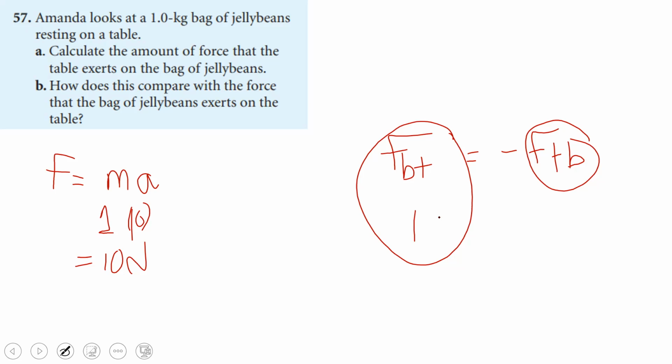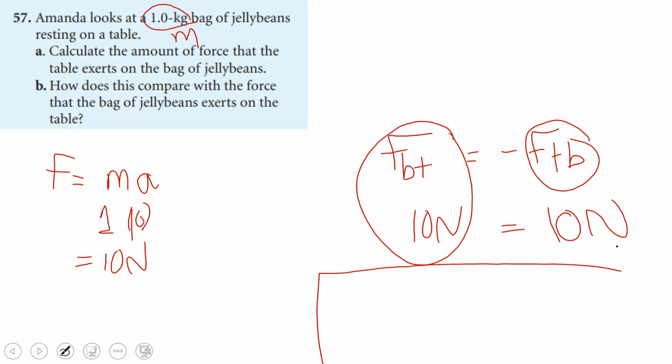But here the weight is 1.0. The weight is not in kilogram. This is the mass of the bag. So from the table to the bag, it will be 10 Newton. So the force that the table exerts on the bag will also be 10 Newton. Now, how does this compare with the force that the bag of jelly beans exerts on the table? How can we compare it?